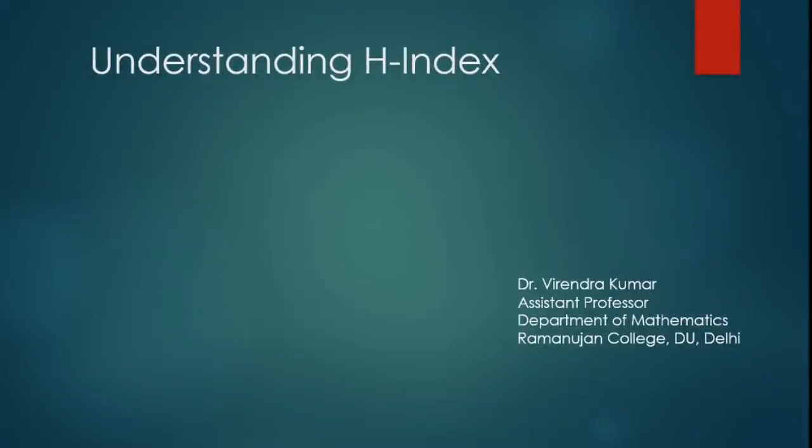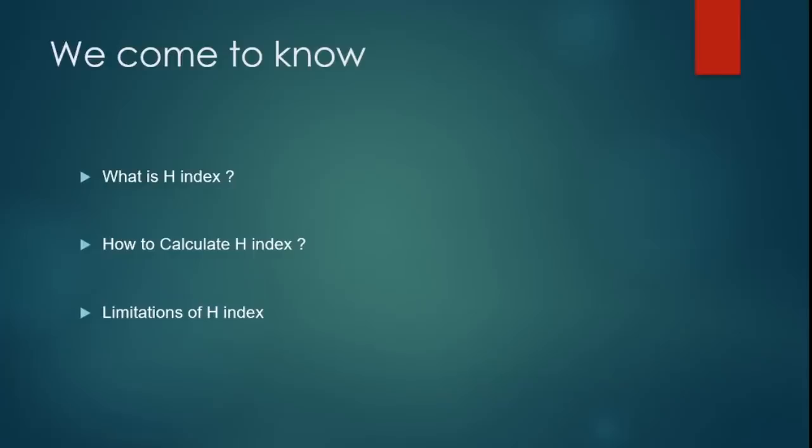Like the i10 index, the h-index is also a metric for evaluating the cumulative impact of an author's scholarly impact and performance. It measures quality and quantity by comparing publications to citations. In this video, we will learn what the h-index is, how to calculate it, and the limitations of the h-index.